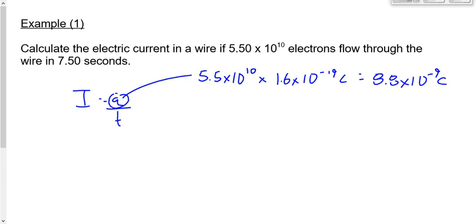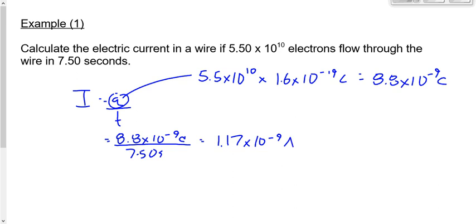So if we take that number and divide it by the time, 8.8 times 10 to the negative 9 coulombs divided by the time of 7.50 seconds, that gives me a current of 1.17 times 10 to the negative 9 units again, amps.